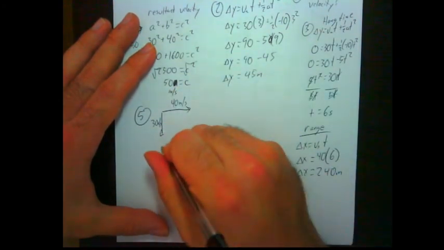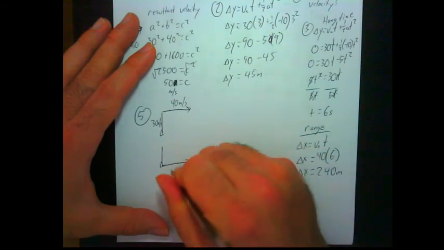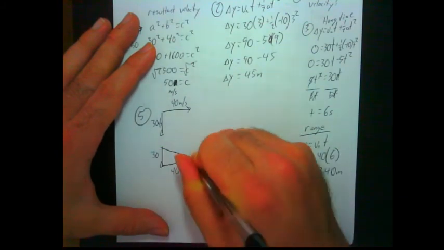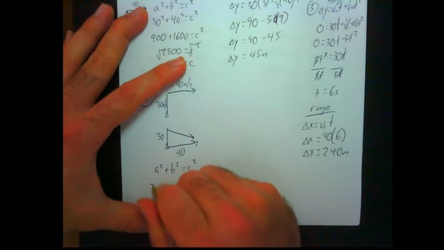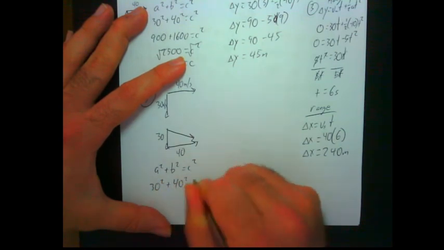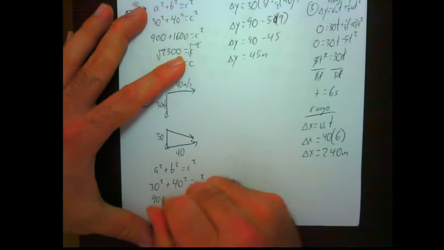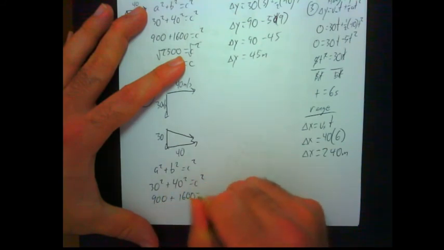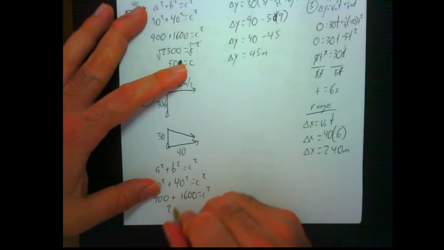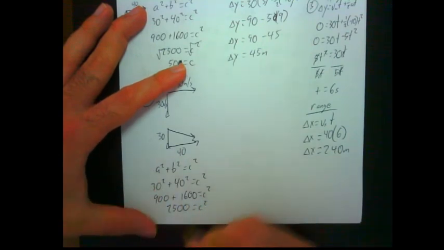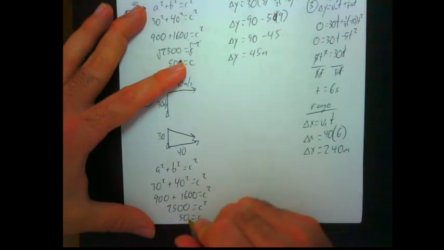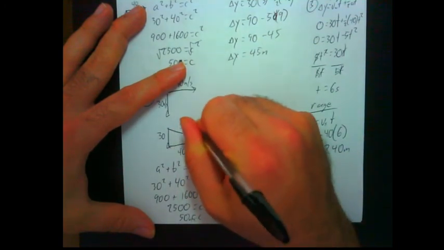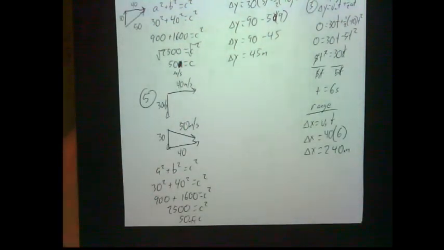Let's change these so they're head to tail. 40, 30. Let's now figure out what that resultant vector is. a squared plus b squared equals c squared. 30 squared plus 40 squared equals c squared. 900 plus 1600 equals c squared. All right, 2500 equals c squared. 2500, that's 50. Same number as we did before. 50 meters per second is our resultant velocity at the end.